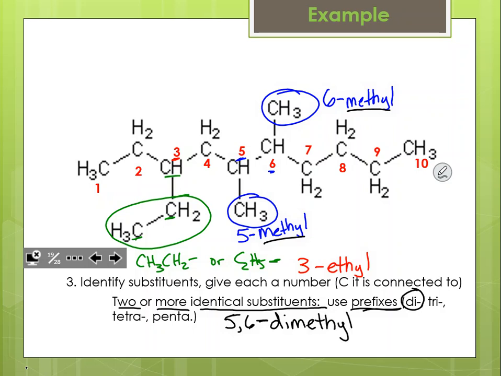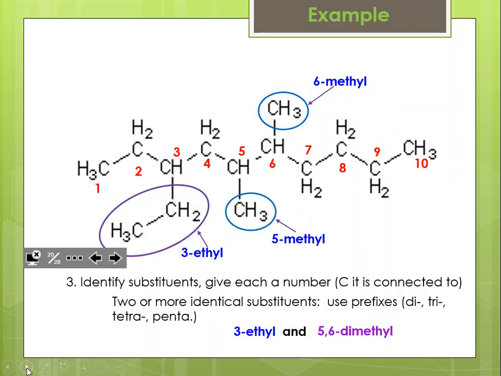If it had 3 groups, it would be trimethyl. If it had 4 groups, it would be tetramethyl or whatever. Once again, I think that part's redundant because if you label 5,6-methyl, I would say it would be safe to assume that there are methyl groups on both, but this is the IUPAC naming system, 5,6-dimethyl. So now we have all of the branches identified and how to put them into the name.